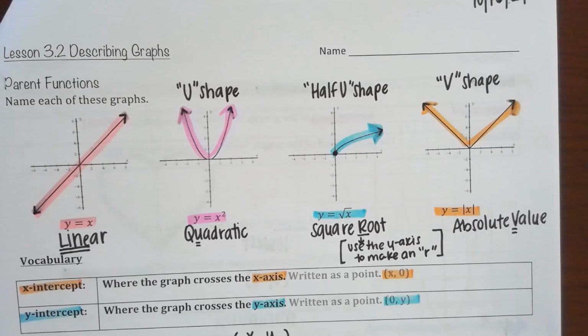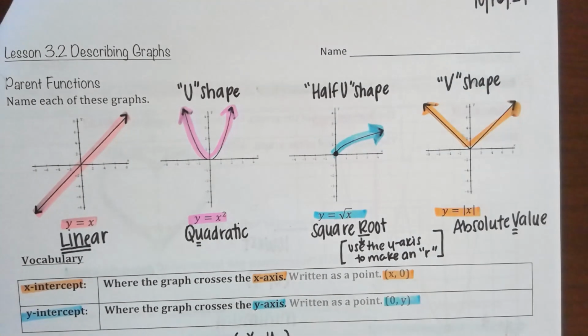Absolute value is a V shape. We read it as y equals the absolute value of x. So V in value, V in shape. Everybody good?